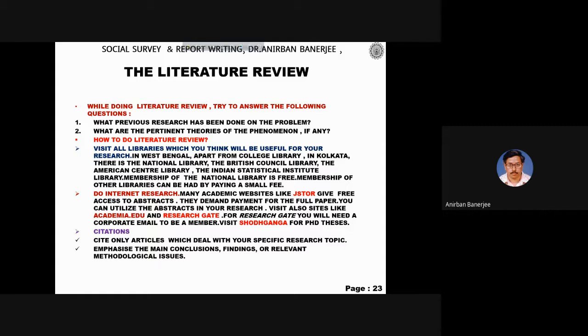Do internet research. Many academic websites like JSTOR give free access to abstracts. They demand payment for the full paper. You can utilize the abstracts in your research. Visit also sites like academia.edu and ResearchGate. For ResearchGate, you will need a corporate email to be a member. Also visit Shodhganga for PhD theses.